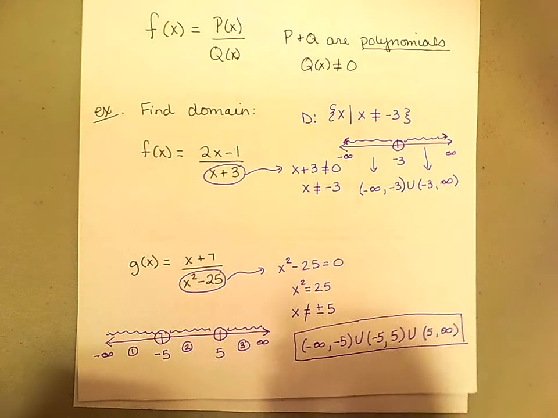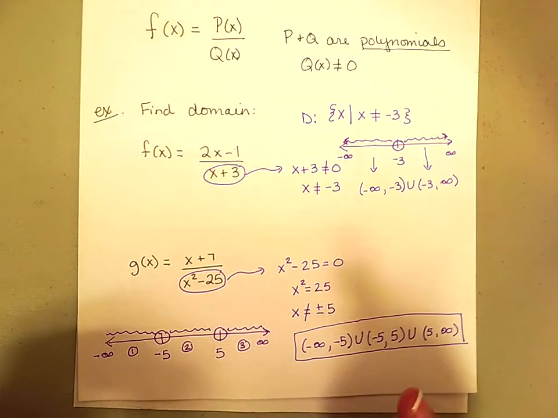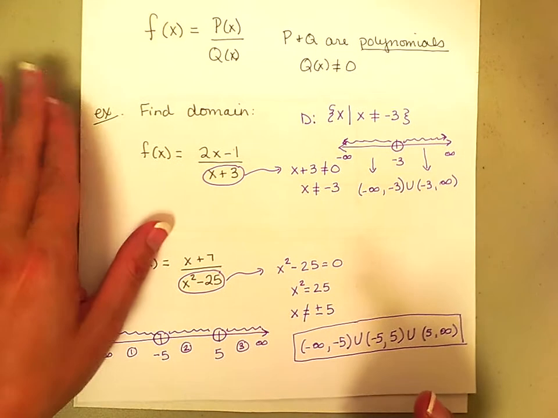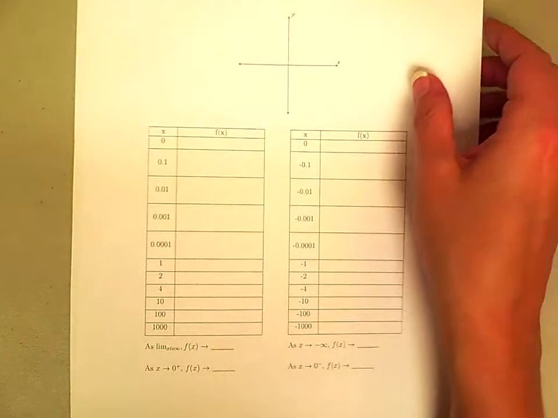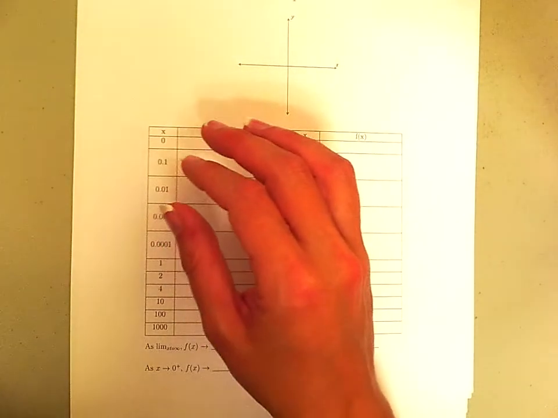Okay, so that's the domain and the basic ideas of rational functions. What we should look at is our basic, our parent function, or our toolkit function. It's all saying the same thing of 1 over x. So together, let's create a table of values for 1 over x.